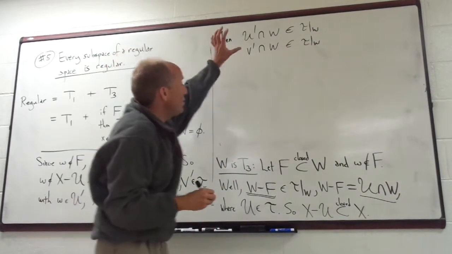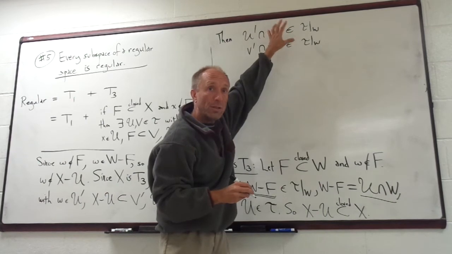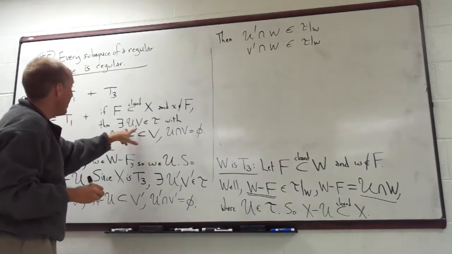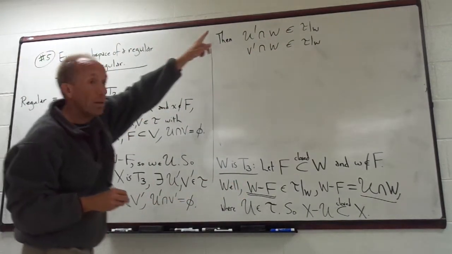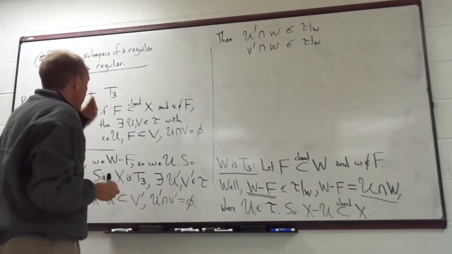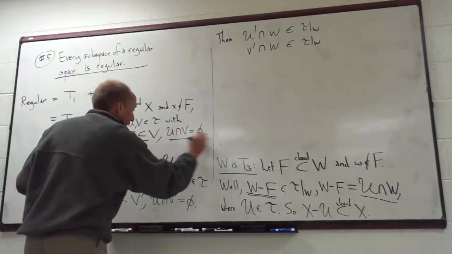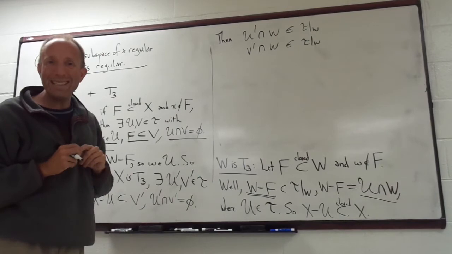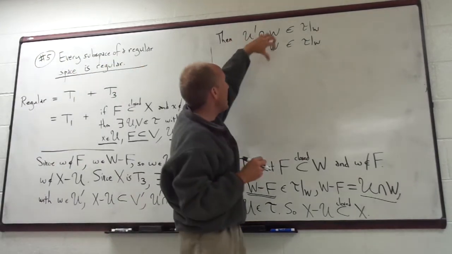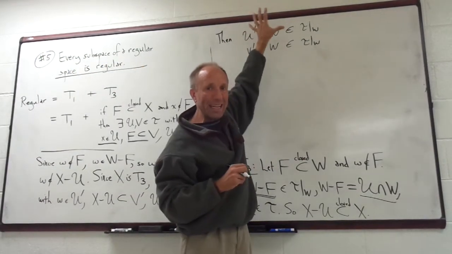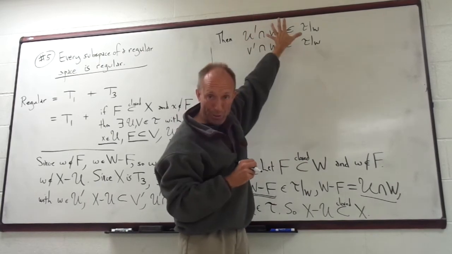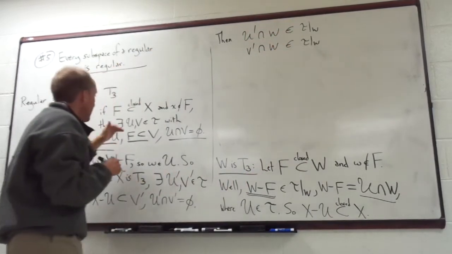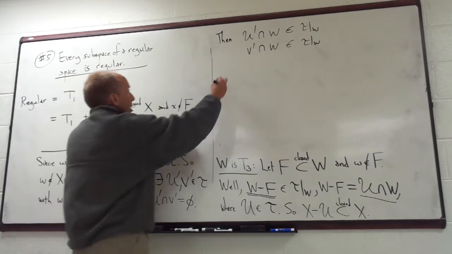I claim that these two sets are going to be our winners. These are the two sets that we're really looking for, right? They're in the topology that we are interested in. Let's check these three things about those two sets. So here are our candidates for demonstrating T3 for W, and I just have to check that they really work.